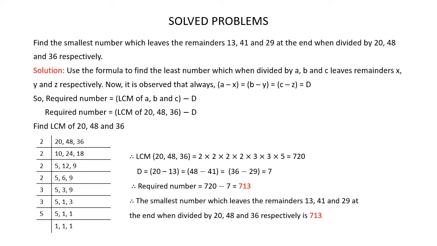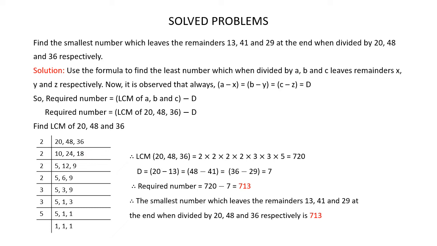First, let's find the LCM of 20, 48 and 36 by division method. Write 20, 48 and 36 in the first row. Divide these numbers by 2. 20 divided by 2 is 10, write 10 in the next row. 48 divided by 2 is 24, write 24 in the next row. 36 divided by 2 is 18, write 18 in the next row. Now divide by 2. 10 divided by 2 is 5, write 5 in the next row. 24 divided by 2 is 12, write 12 in the next row. 18 divided by 2 is 9, write 9 in the next row.